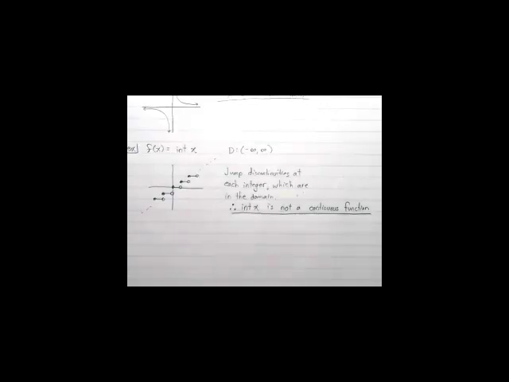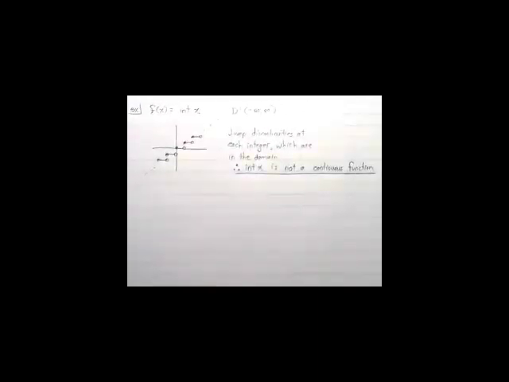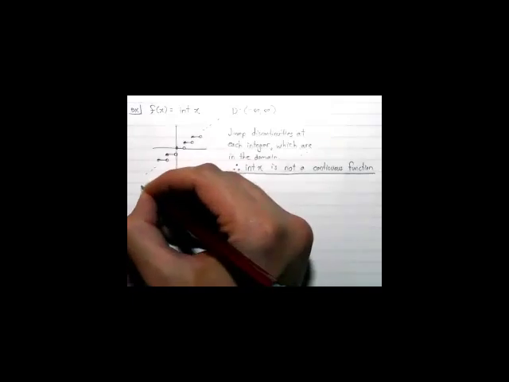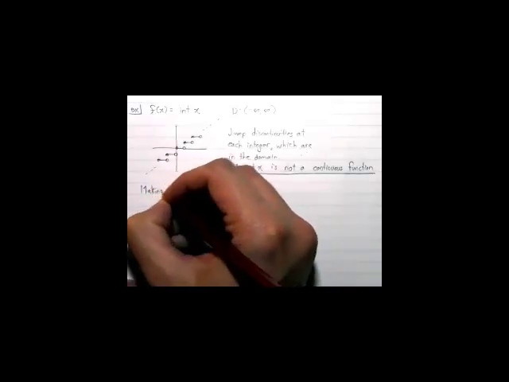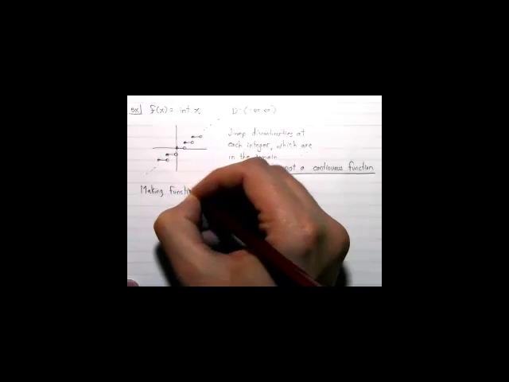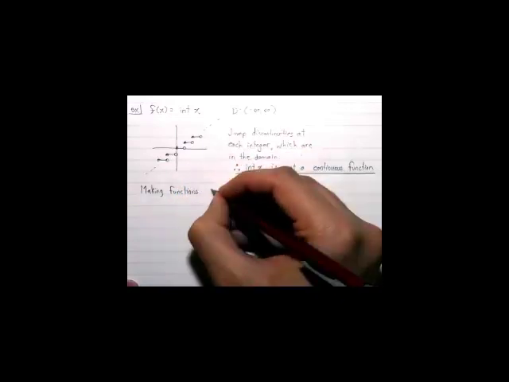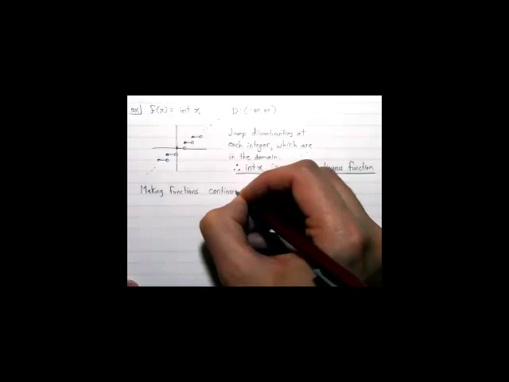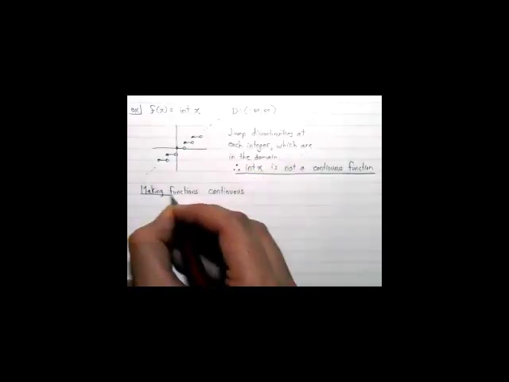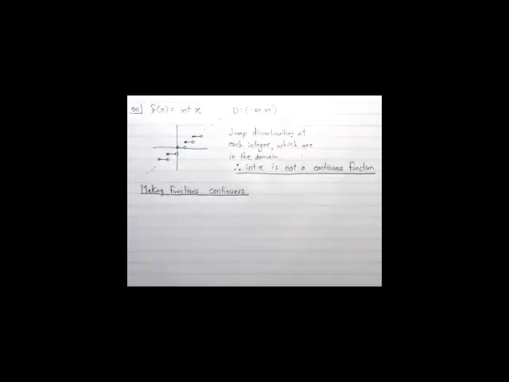Okay, so making functions continuous. Sometimes we have a function that is discontinuous, and all it takes is one little change to make it continuous. So that's what we're going to focus on next. Okay, so I've got one I'd like you to take a look at here. Let's do x squared minus 9 over x minus 3.